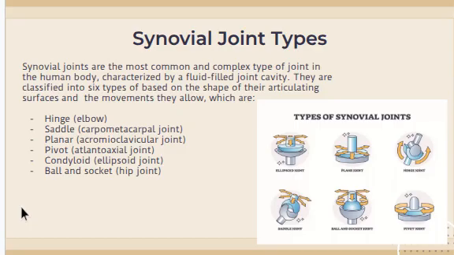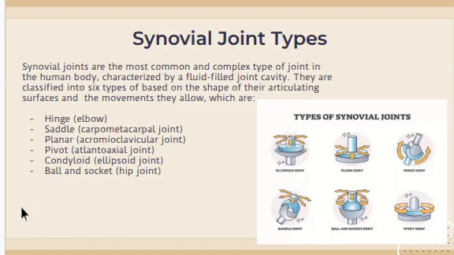The hinge joint. So a hinge joint works like a door hinge, with the convex end of one bone fitting into the concave end of another. This structure allows for bending and straightening motions along a single axis. So examples of this are the elbow, the knee, and the finger joints.